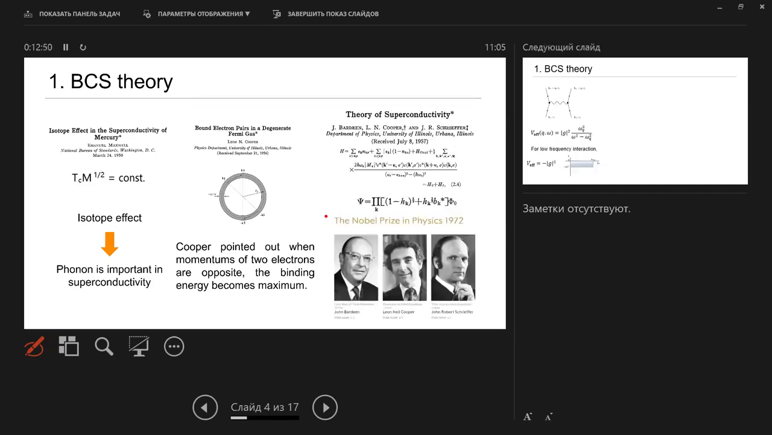So in the next year, the BCS theory was born, and the large success of the BCS theory is that they gave the wave function for the Hamiltonian involving the electron-phonon interaction and the electron-electron scattering. In the BCS wave function here, the particle number is not a conserved value. So it was strange at that time.